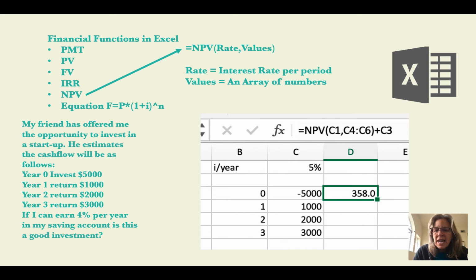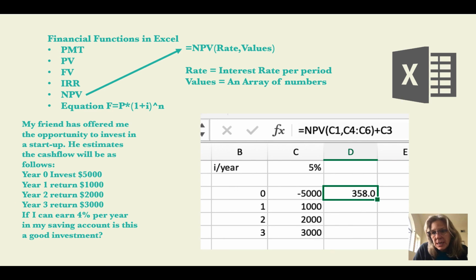So then I add to that the investment amount. So I don't include that investment amount in the net present value calculation. But this gives me a 358 positive value. Now, when we talk about evaluation techniques, this will become more clear about why that's important.